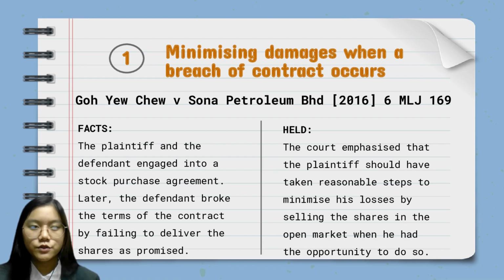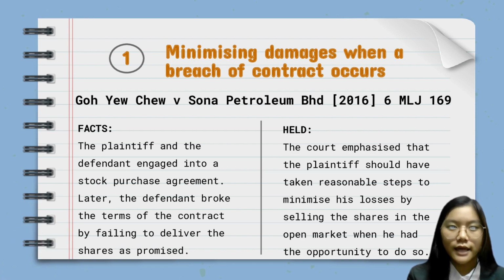In the case of Goh Yew Chew against Sona Petroleum Berhad, the plaintiff and the defendant engaged into a stock purchase agreement. Later, the defendant broke the terms of the contract by failing to deliver the shares as promised. The plaintiff claimed the breach caused damages. The court held that the plaintiff had the responsibility to mitigate damages and he had failed to do so effectively.